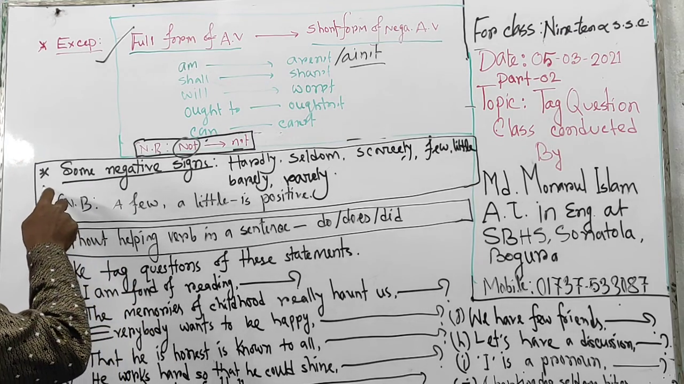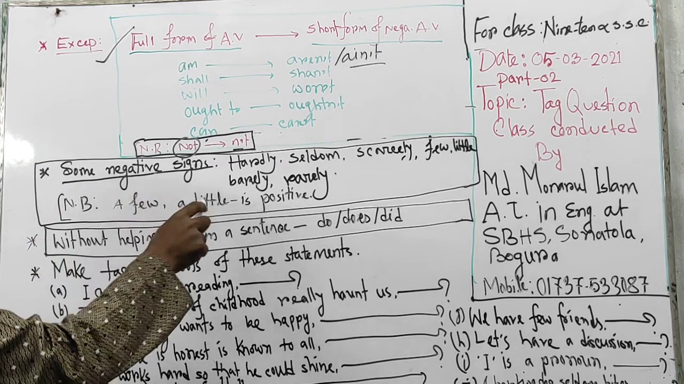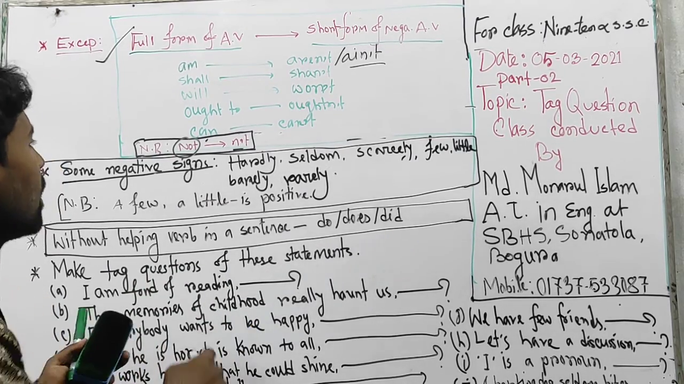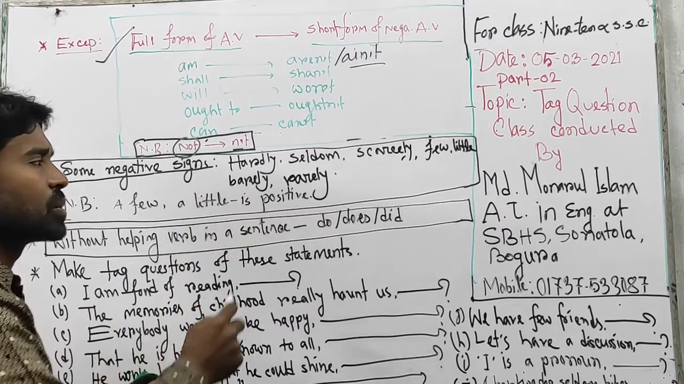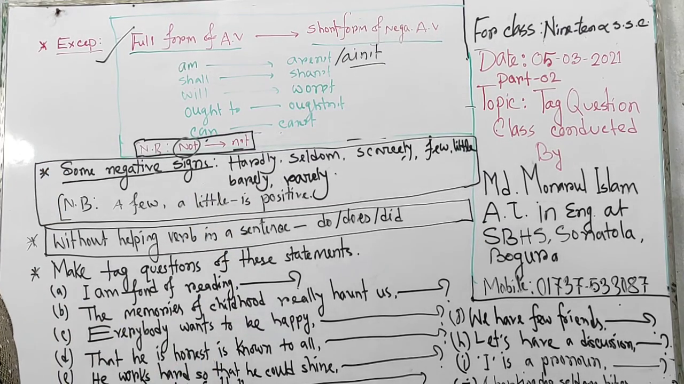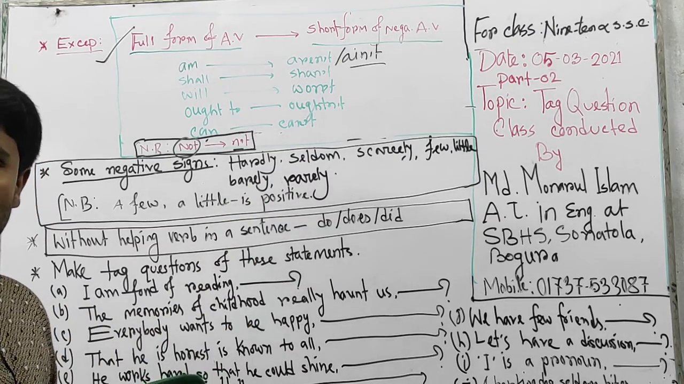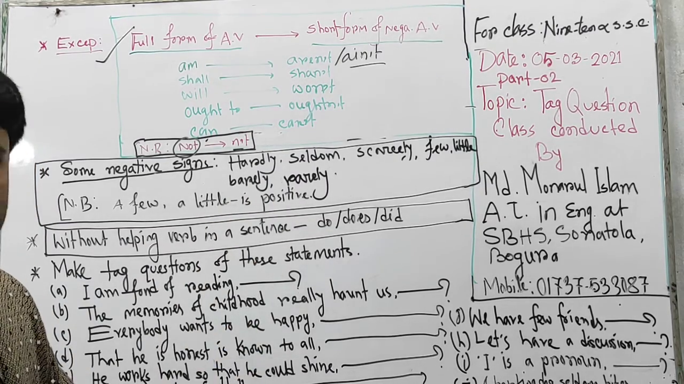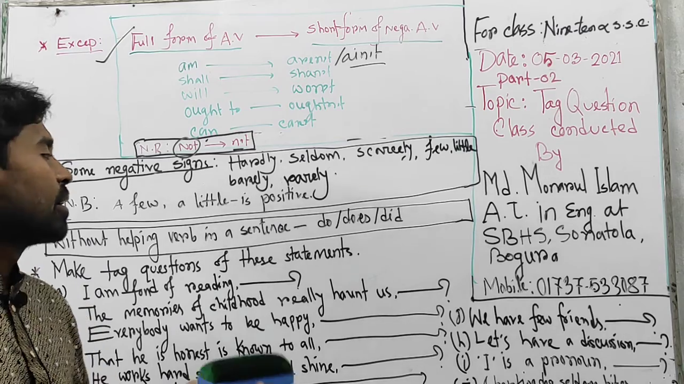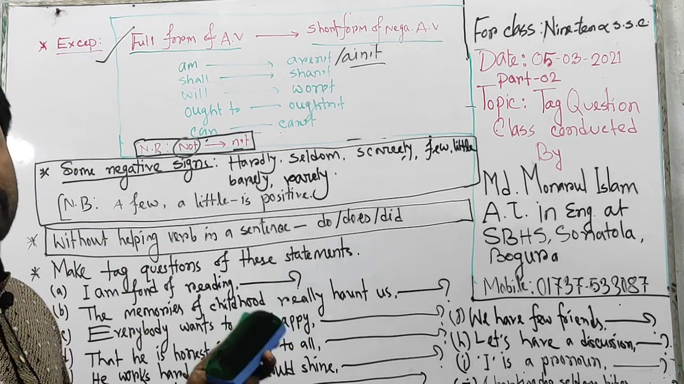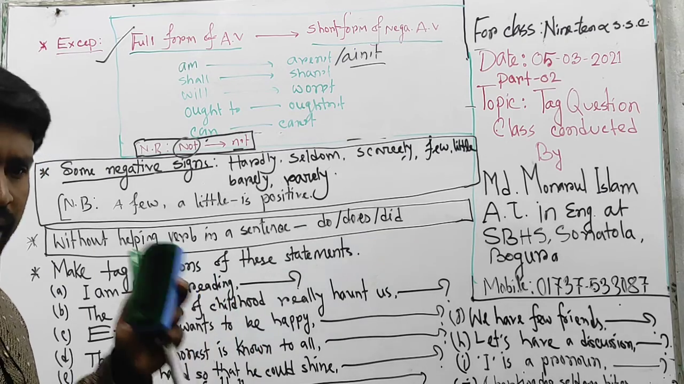Some negative signs: if these types of words stay in a sentence, in a statement, of course we should take the statement as negative. It should always be remembered. And then when we give the answer, of course we should give a positive answer. We should not use the negative form n't. Dear viewers, I think you have understood this.